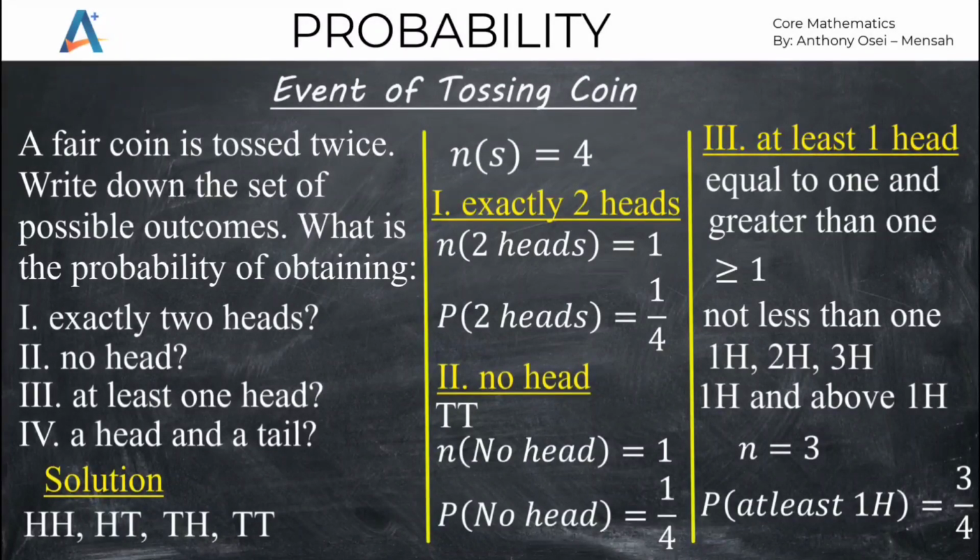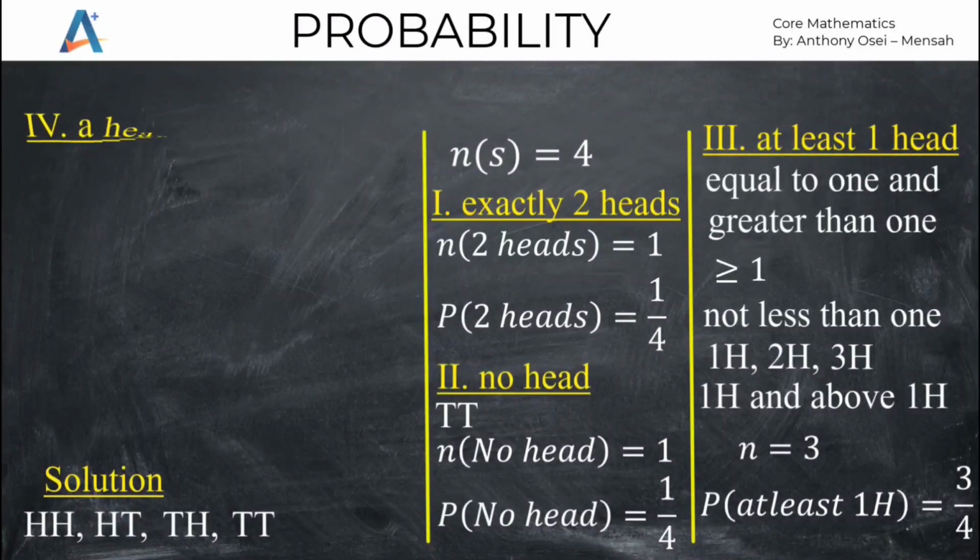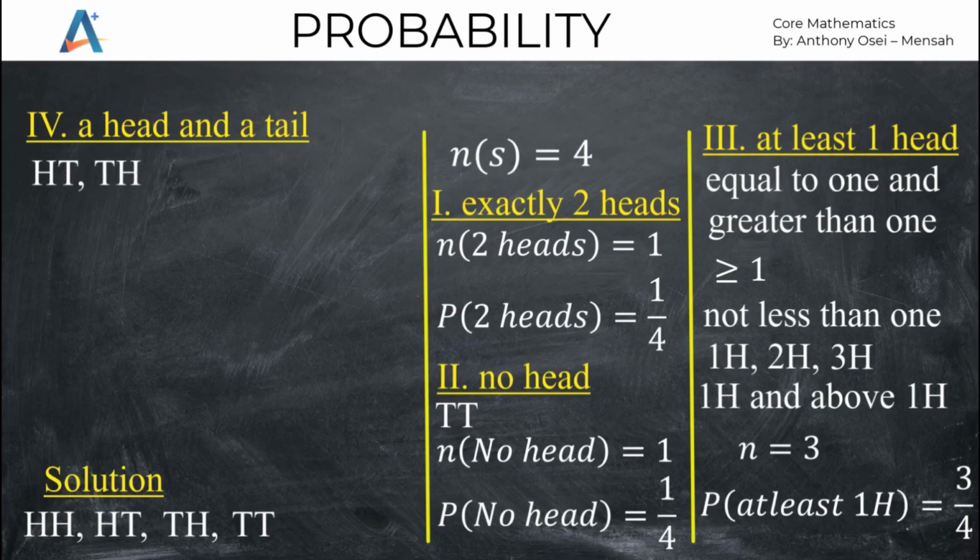Now let's do the next question. It says a head and a tail. Now this one is too easy. How many of them have a head and a tail at the same time? You can see that head tail and tail head are the only two with a head and a tail. Head head has two heads, and tail tail has two tails, so they are disqualified. These are the qualified ones, and the number is two.